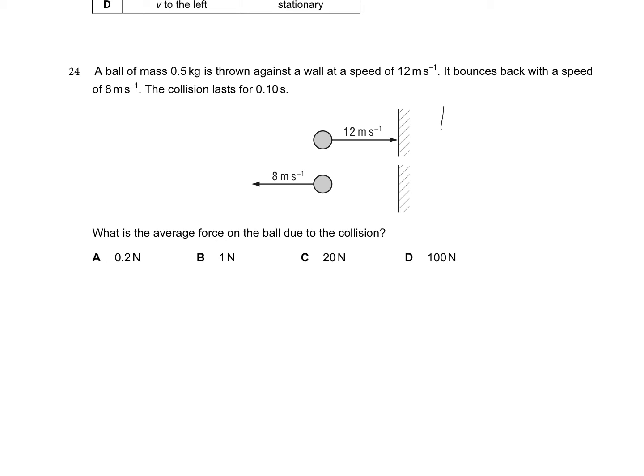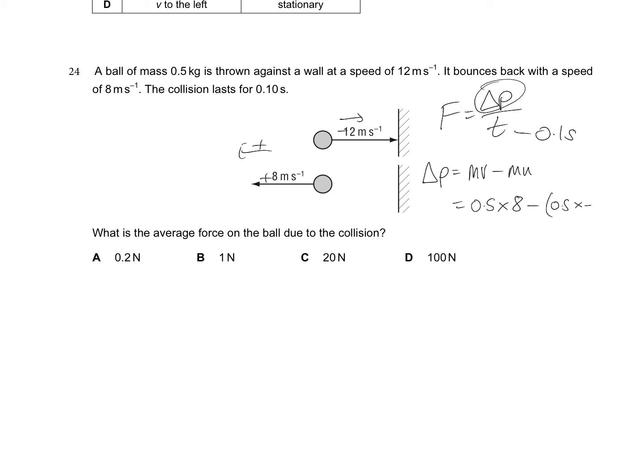In this question, you're asked to find the average force. This is equal to the rate of change in momentum. We know the time, 0.1 seconds. We just need to find the change in momentum. It's going to be equal to the momentum afterwards minus the momentum before. Momentum afterwards, now let's give directions to these. Let's say left is positive, right is negative. So that's negative, that's positive. Momentum afterwards is going to be 0.5 times 8 minus, and then 0.5 times minus 12.